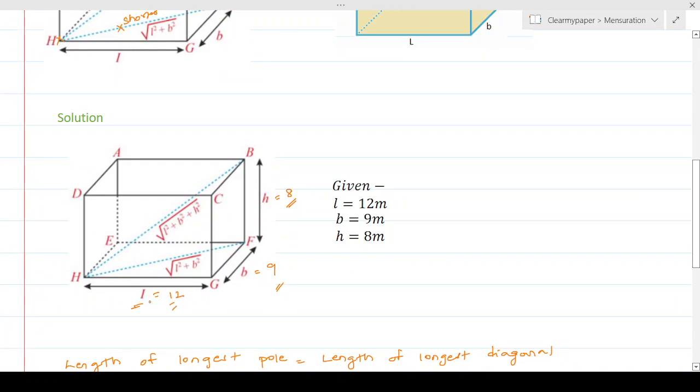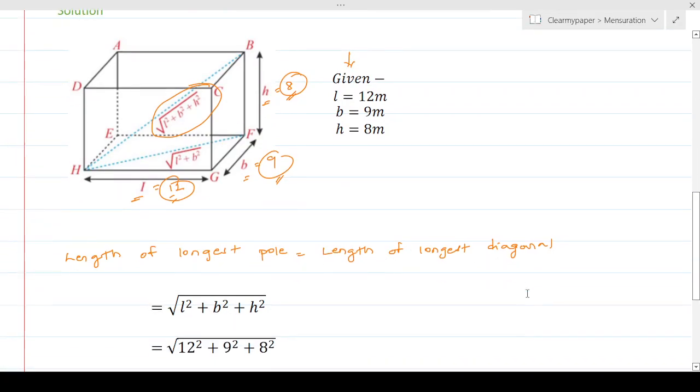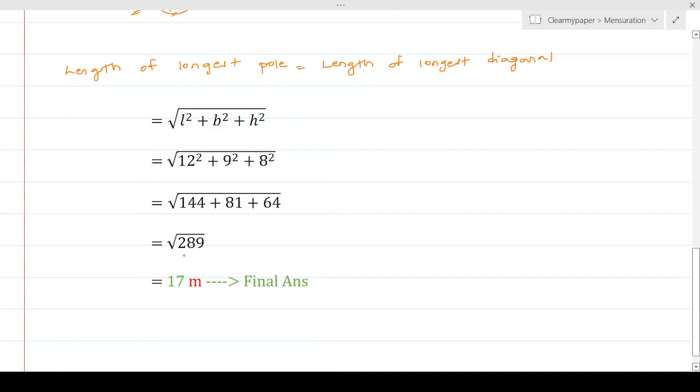The length is given, the breadth is given, and the height is given. These are the given parameters. You just apply the values and simply substitute in this formula. That will give you the length of the longest pole, equal to the length of the longest diagonal. Substituting the values, you get the square root of 289, and once you compute the square root of 289, you get 17.